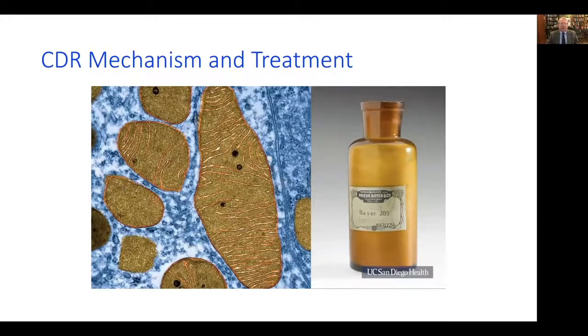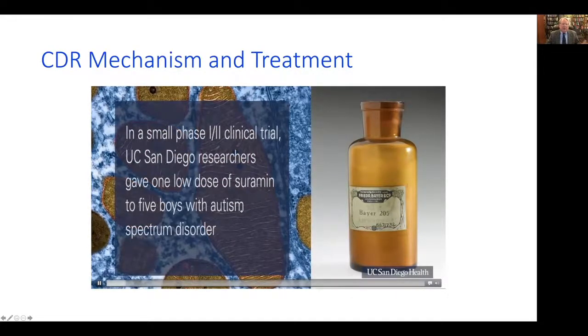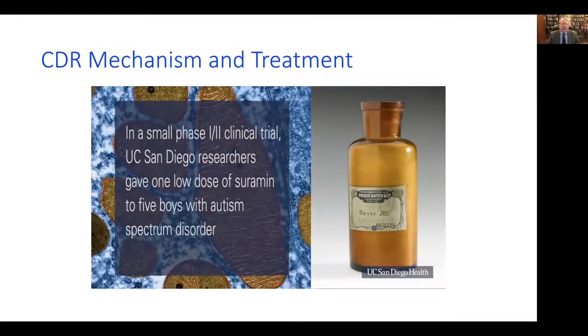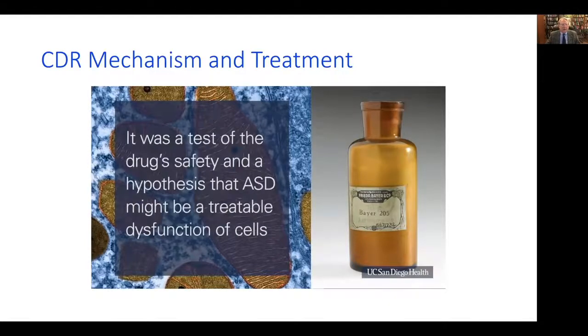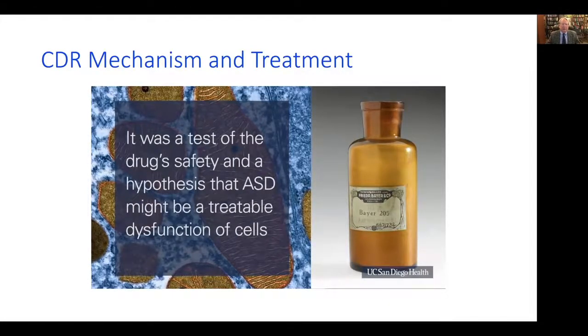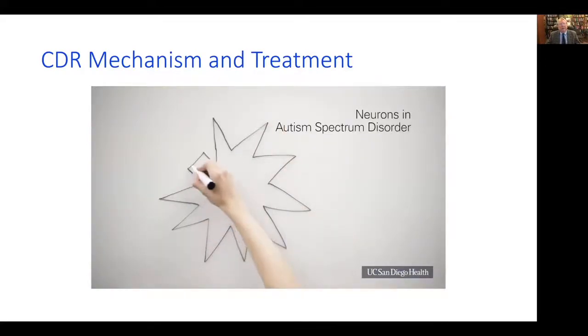So here's a little cartoon about the mechanism of the cell danger response and our approach to treatment. So over on the right is Bayer 205, which is actually the original name of Suramin. So here on the left are some mitochondria. And the following is going to be a description of a small phase 1/2 clinical trial at UCSD of Suramin, a 100-year-old drug that was developed originally to treat African sleeping sickness. But we wanted to test this hypothesis that autism might be a treatable symptom of cells.